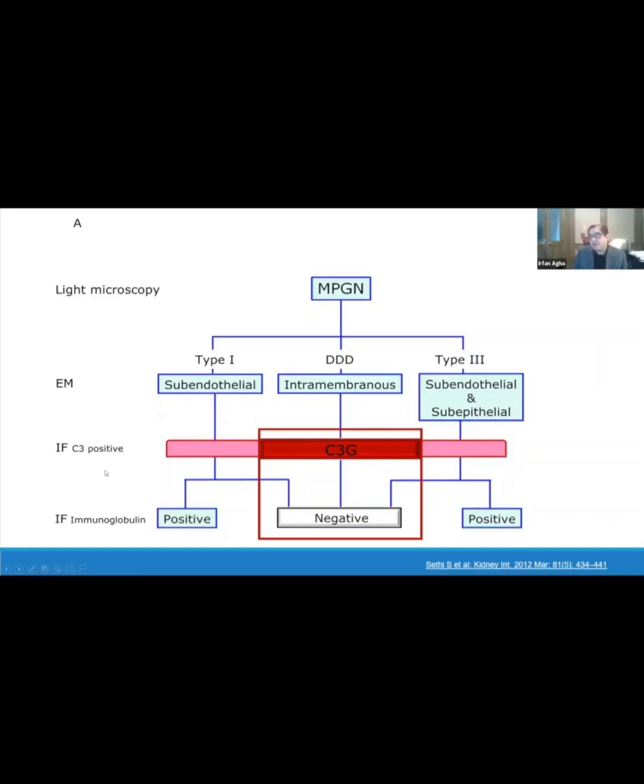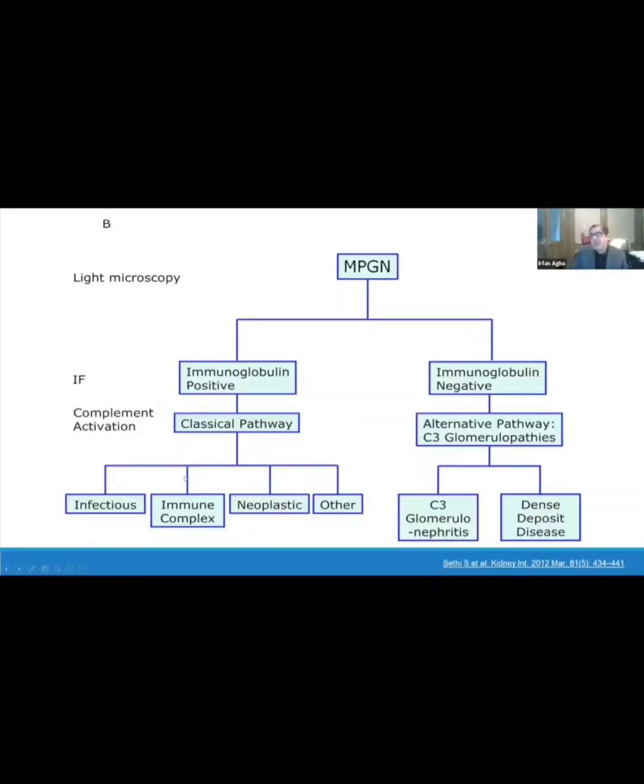So what we have done now is we have switched to an immunofluorescence-based classification, which is good for people taking care of patients in Pakistan because we don't have electron microscopy readily available there. If you've got a case of MPGN and your immunoglobulins are positive, you're looking at the classical pathway, and things like post-infectious or immune complex deposition, your IgA nephropathies and lupuses, certain cancers, especially MGRS-type issues, and many other things.